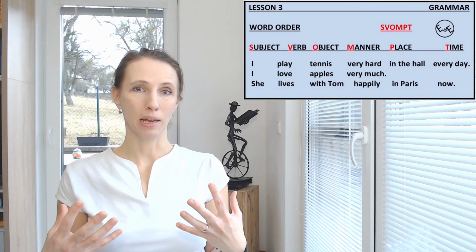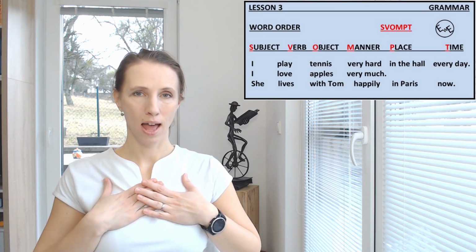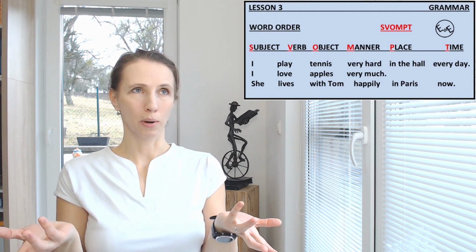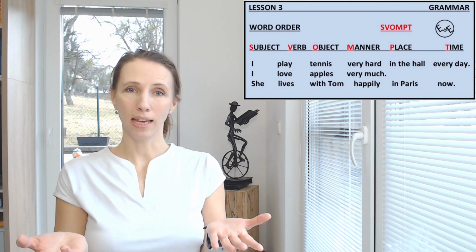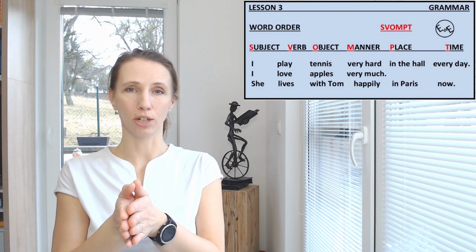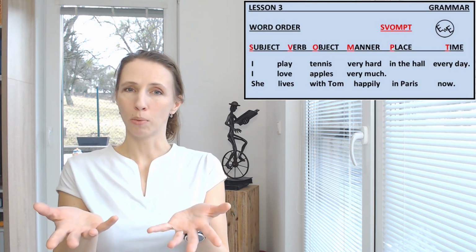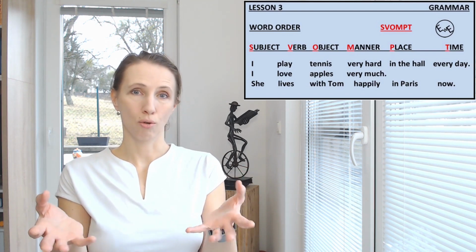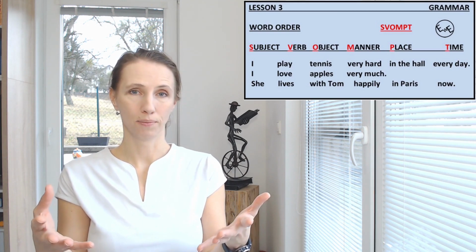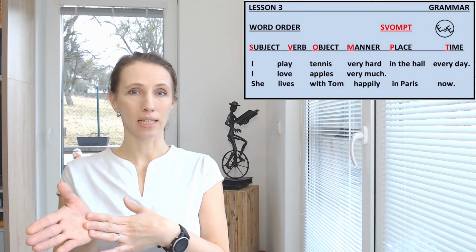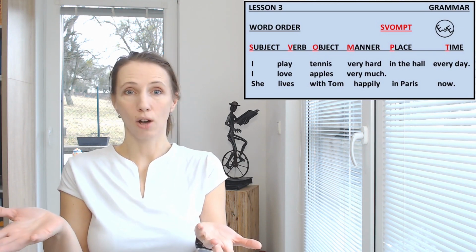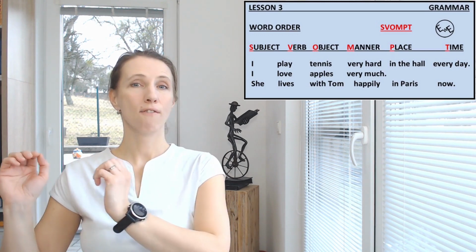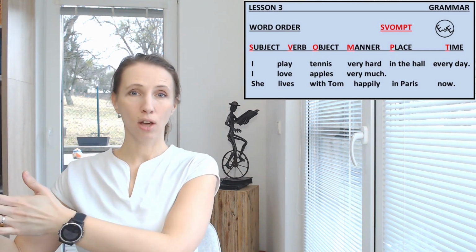Subject can be, for example, I. Verb, play. What do you play? This is an object. I play tennis. So tennis is an object. How do you play it? This is the manner. I play it very much, or I play it very hard. Then we have place. So where do you play it? So I play it in the hall. I play tennis very hard in the hall.